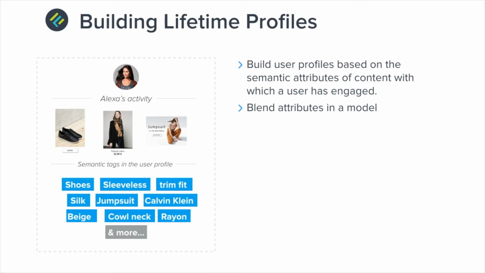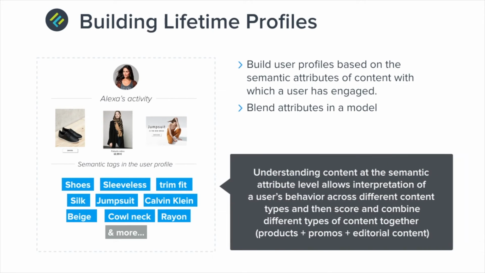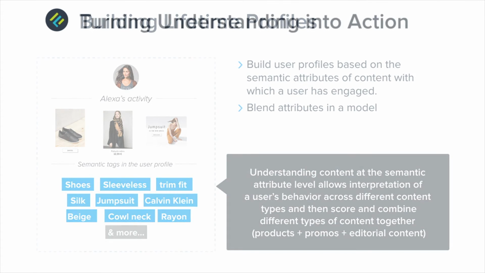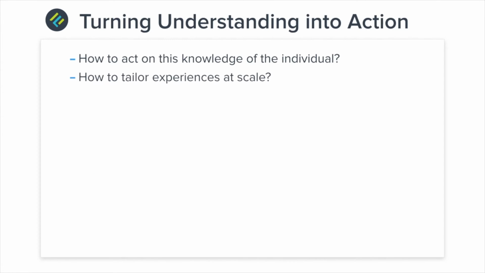So you build all of that and you put it into a model, and from that model you can deeply understand what this user is about, what their preferences are. So now that you have this understanding, how do you act on it? How do you tailor experiences for an individual, and then how do you do that at scale?